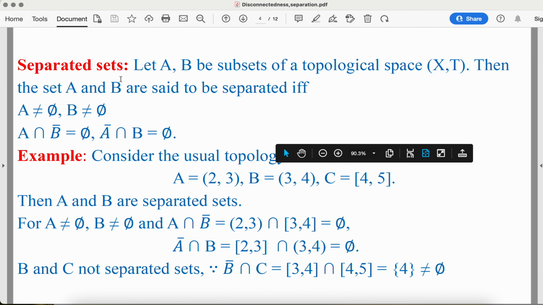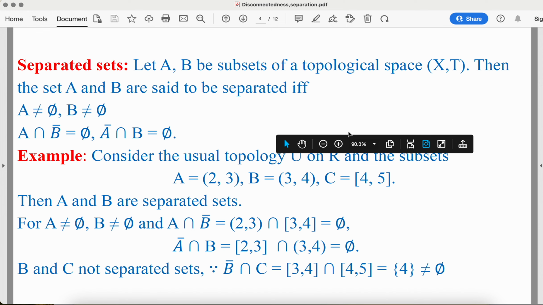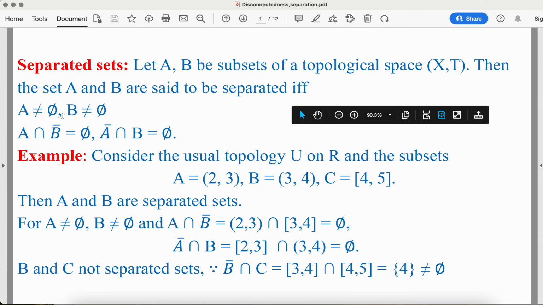Now separated sets. Let A and B be subsets of a topological space (X,T). Then the sets A and B are said to be separated if and only if A is not equal to phi, means A is non-empty and B is non-empty, A intersection B bar is empty, and A bar intersection B is empty. This means A and the closure of B are disjoint and the closure of A and B are disjoint, where A and B are non-empty sets.